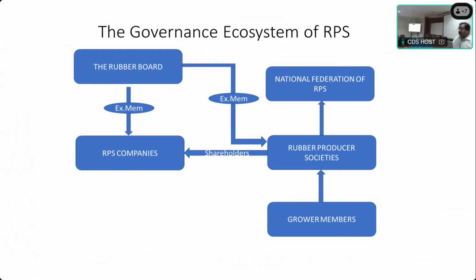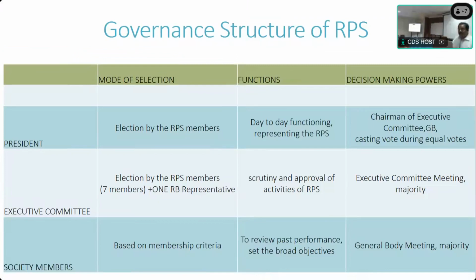Within the RPS, how is the governance structured? You have a three-tier system: the president, the executive committee, and the society members. We look at the mode of selection, then the functions, and then the decision making. The president is elected by the RPS members. Then we have the executive committee, which is also elected by the RPS members.